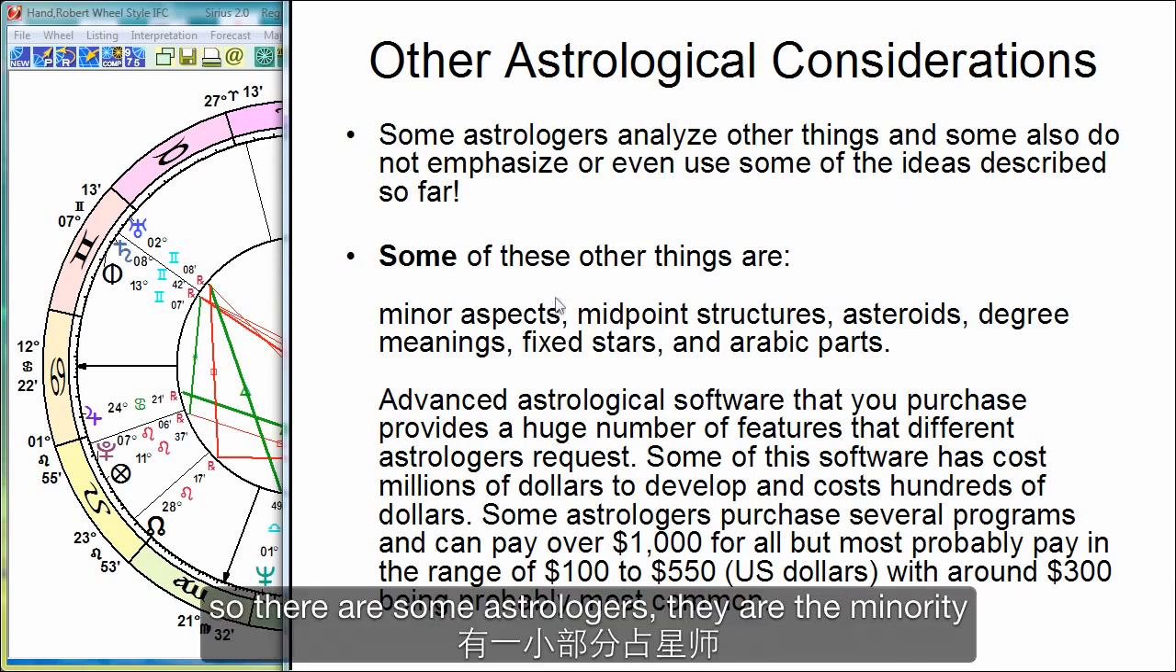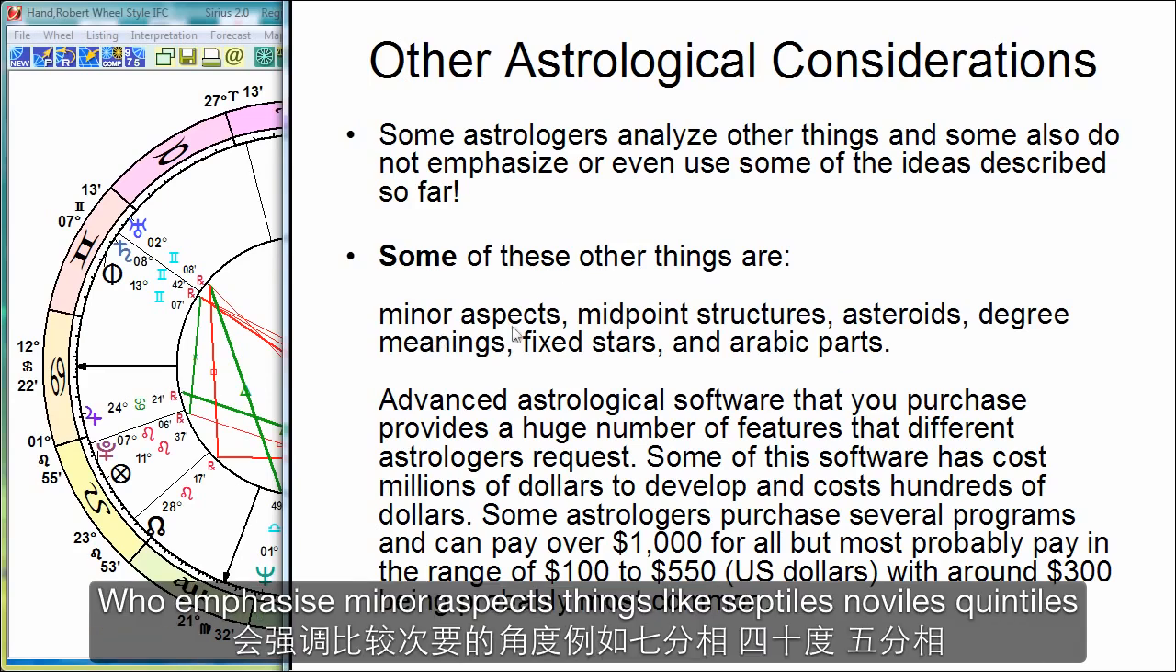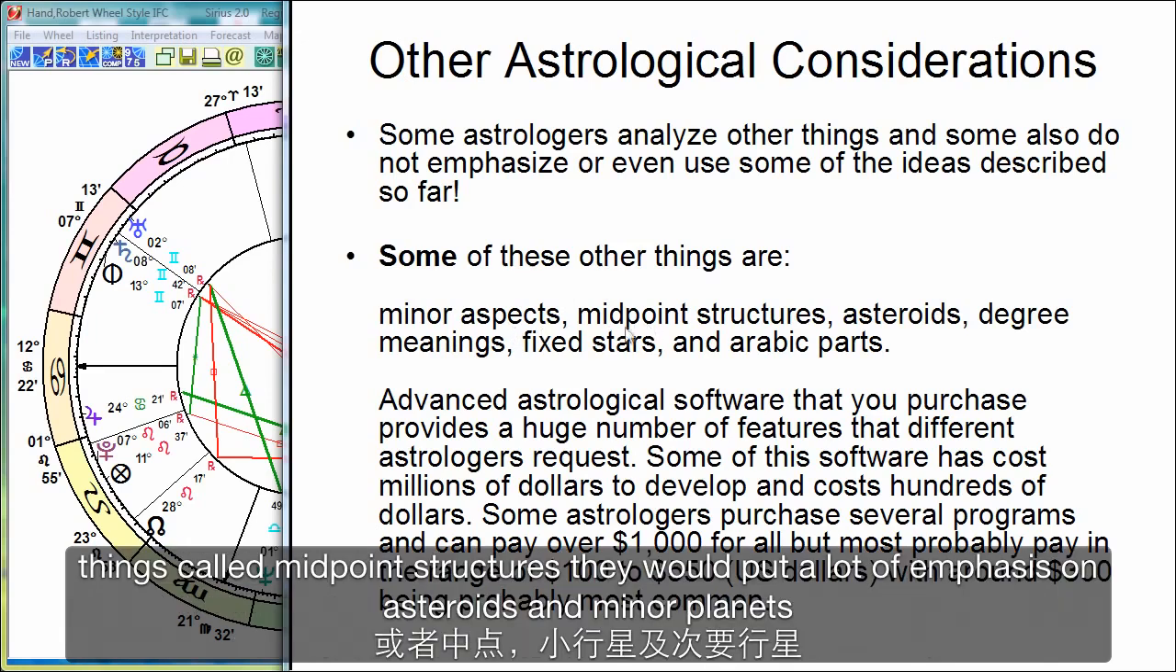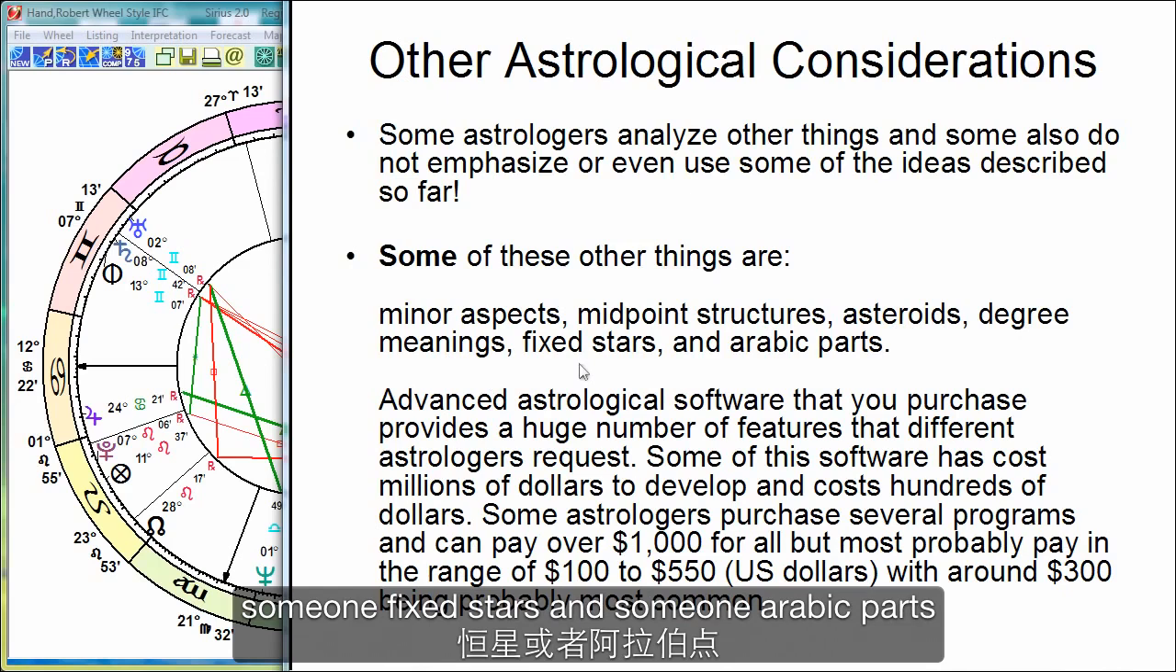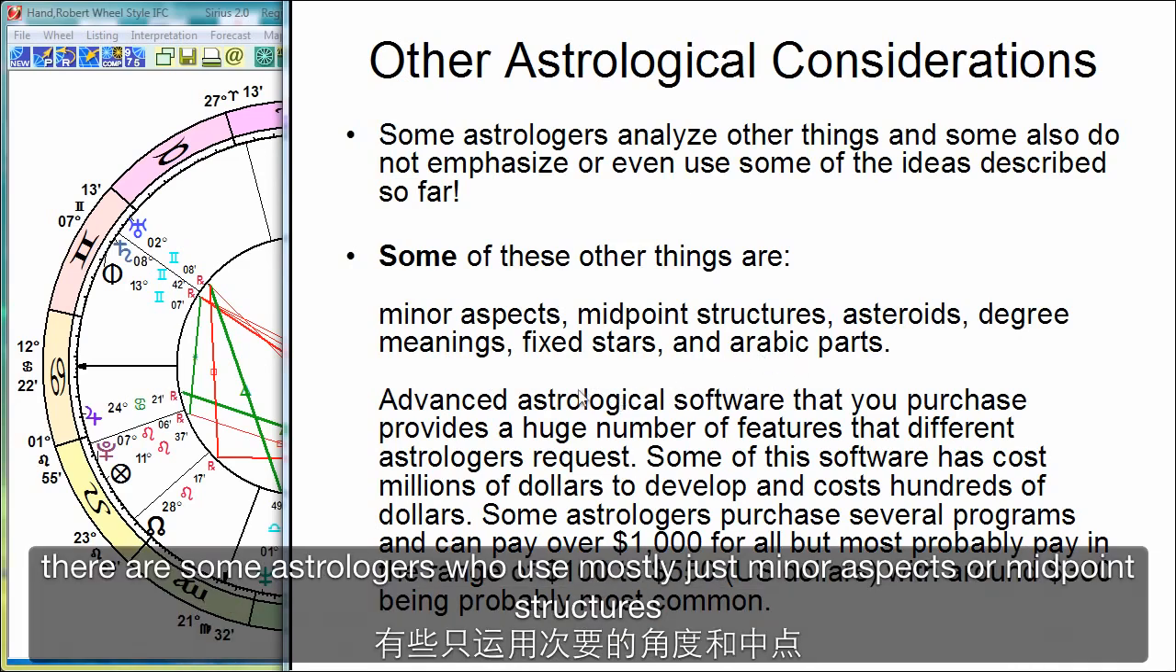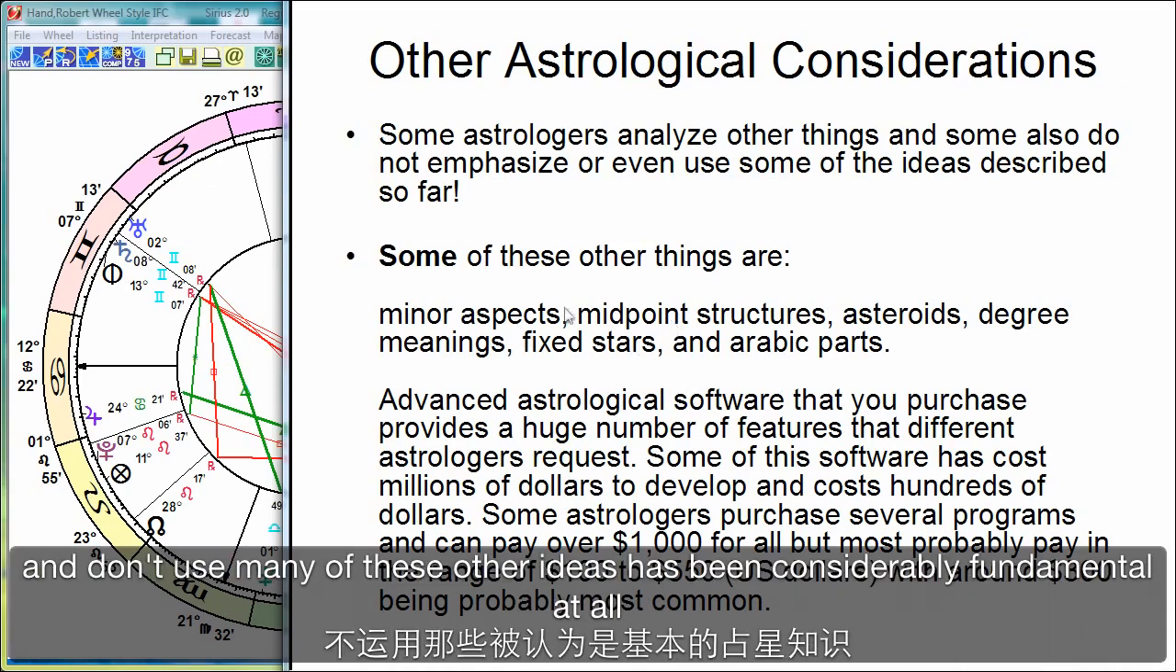So there are some astrologers, and they are the minority, who would emphasize minor aspects, things like septiles, noviles, quintiles, things called midpoint structures. They would put a lot of emphasis on asteroids and minor planets. Some put tremendous emphasis on degree meanings, some on fixed stars, some on Arabic parts. There are some astrologers who use mostly just minor aspects and midpoint structures, and don't consider many of these other ideas to be fundamental at all.